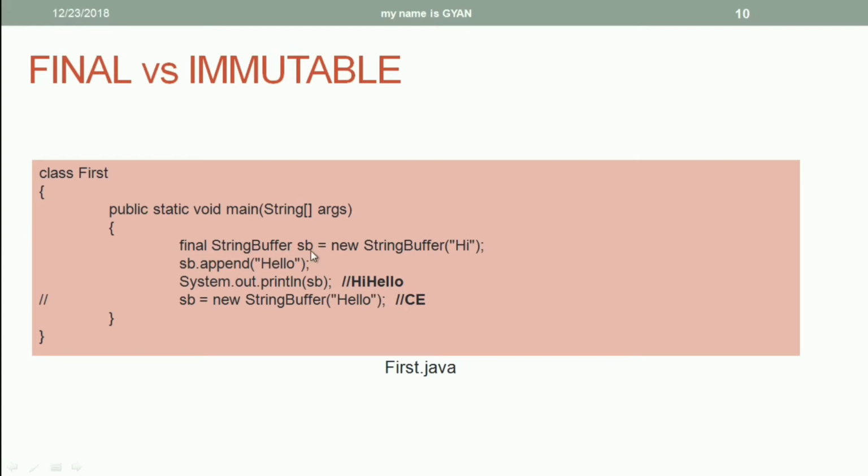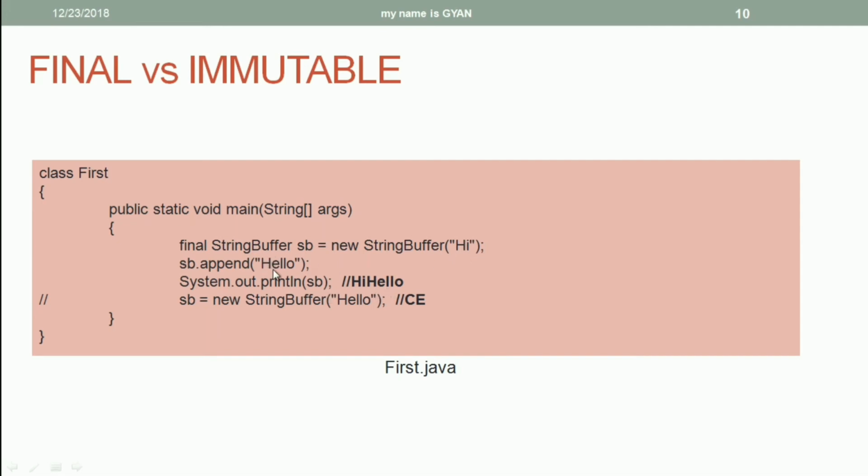But the reference variable sb of type StringBuffer is final. That's how the content of sb cannot be changed. Notice here that the content of sb cannot be changed, but the content of an object whose reference is stored in the reference variable sb can be changed. Content of the object can be changed, but content of sb cannot be changed. That's how when we call sb.append with the string hello, hello will be appended to the string hi, and the content of the StringBuffer object will be changed to hi hello.